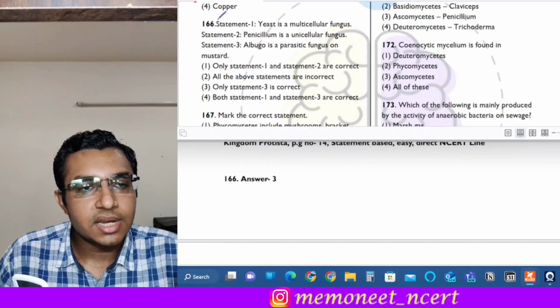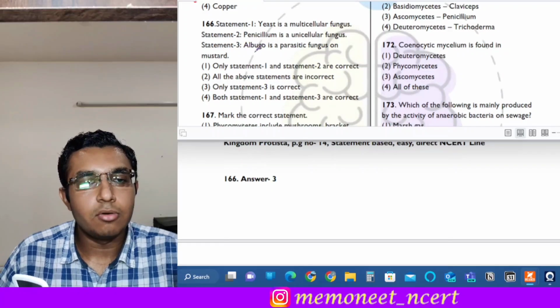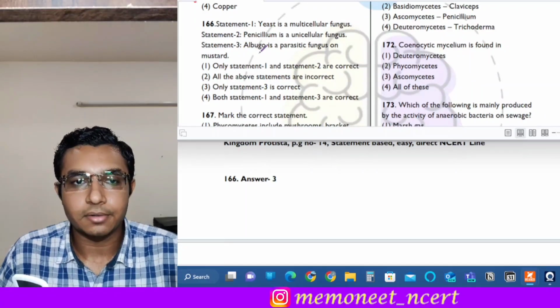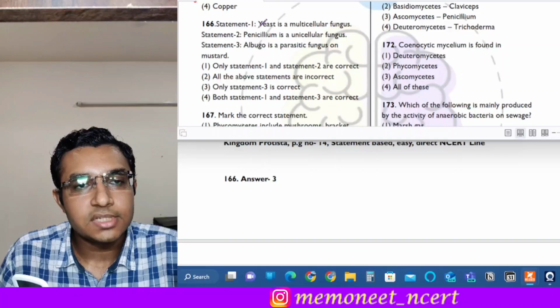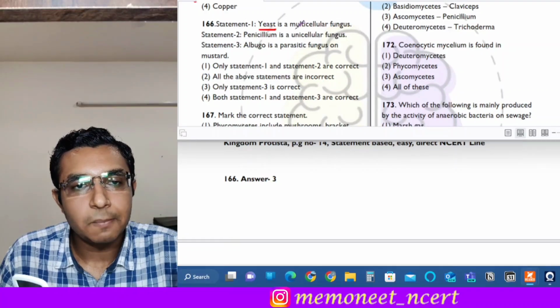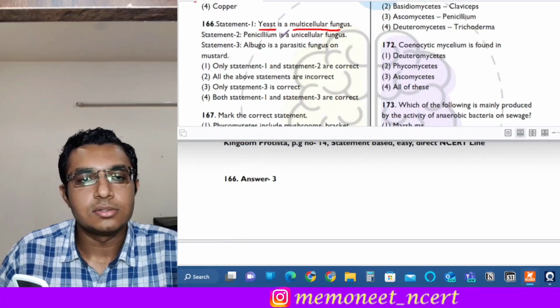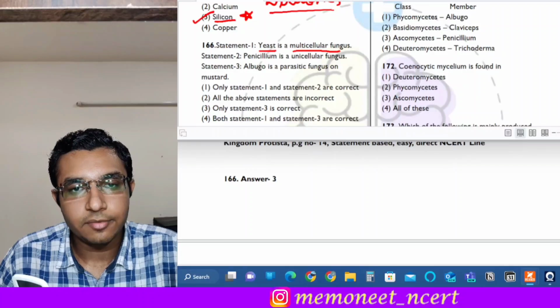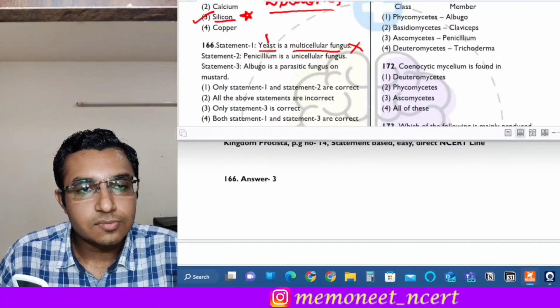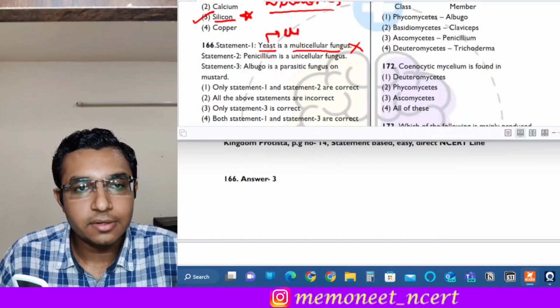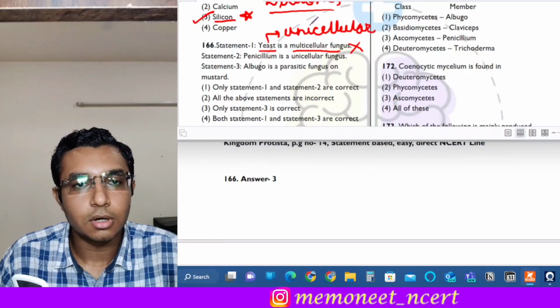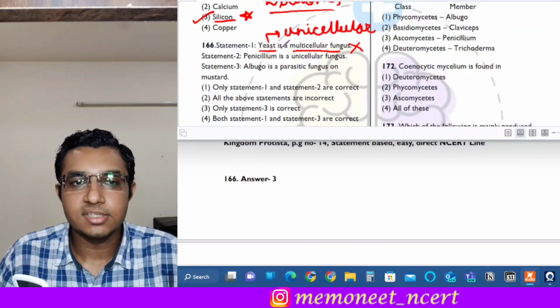So it is a statement based question, and we have to identify which statements are correct. Okay, so let us start. The first statement is yeast is a multicellular fungus. So see, this statement is incorrect. Why? Because, as we know, yeast is a unicellular fungus. It is not multicellular. So the first statement is incorrect.